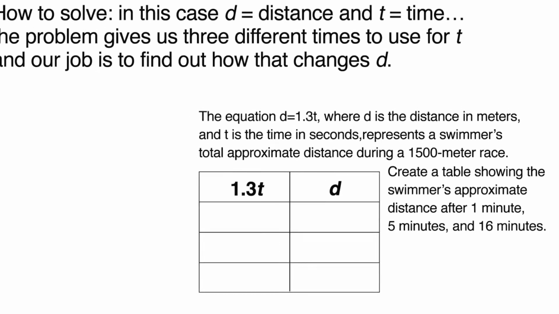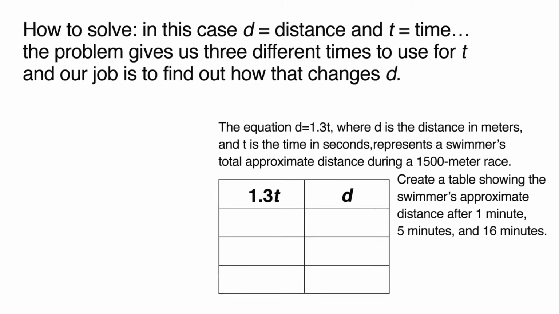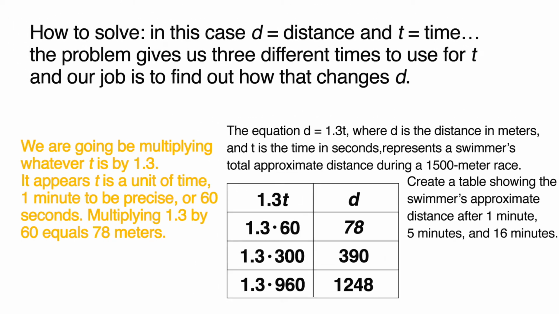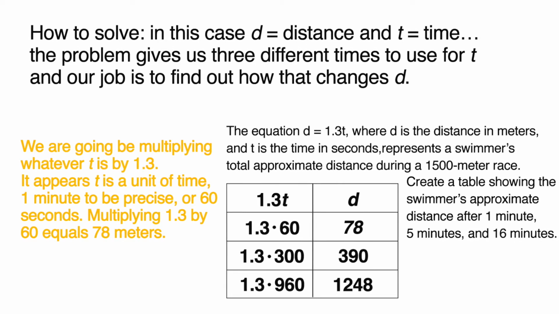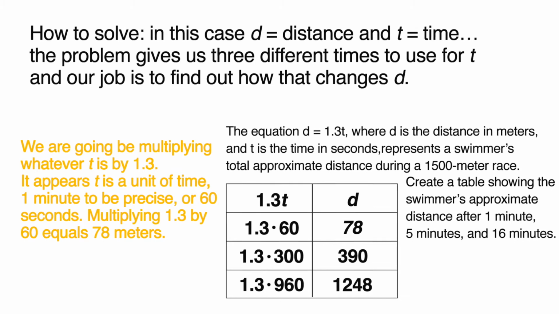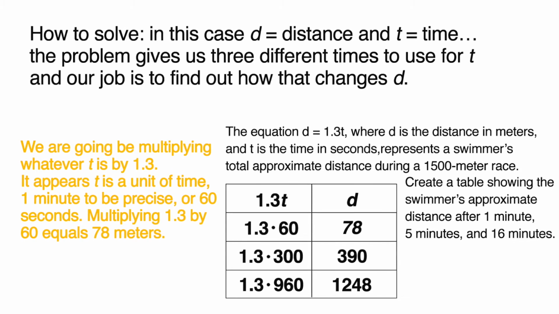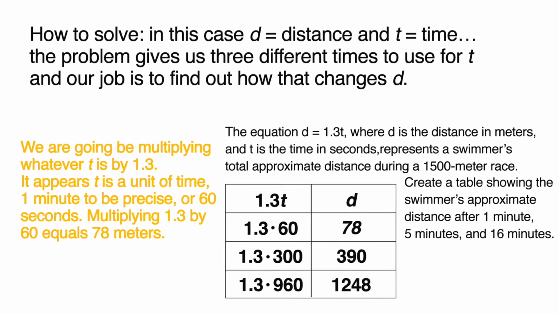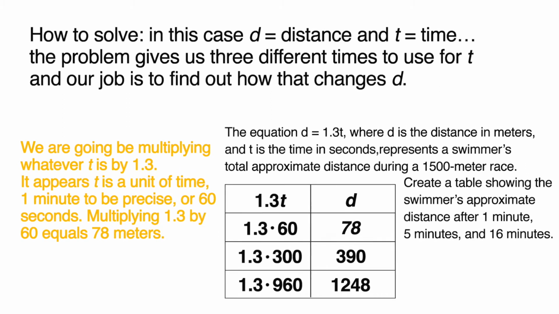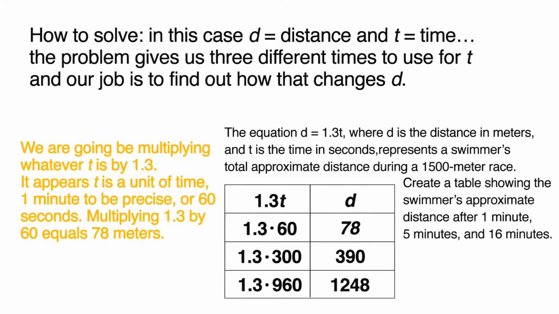First, it appears that they have given us 1 minute or 60 seconds. I'm using seconds here because the problem told us t was time in seconds. Multiplying 1.3 by 60 equals 78. But 78 what? Well, the problem tells us that d is in meters, so 78 meters is going to be our answer. We then do the same thing for the other two problems.